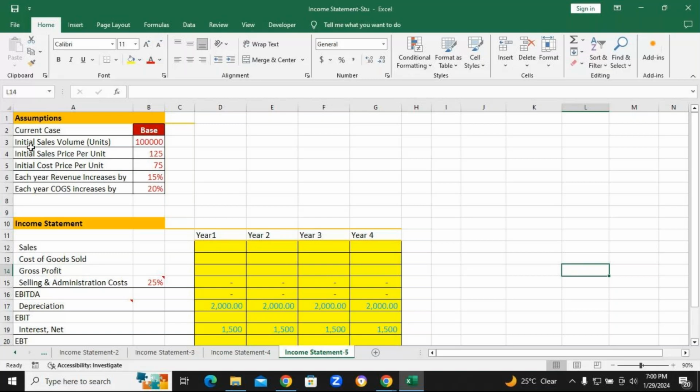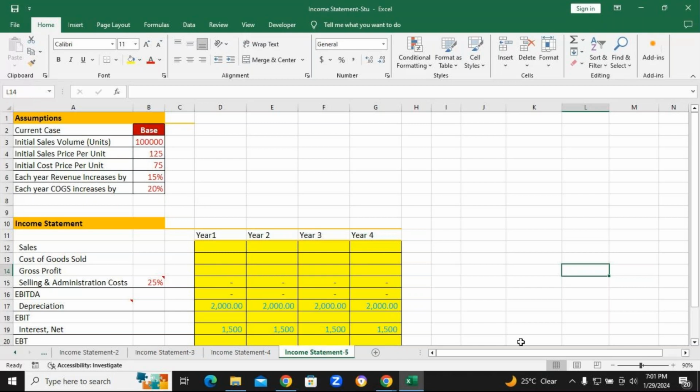Initial sales volume is 1 lakh units that has been sold, and initial sales price per unit is 125. The initial cost per unit is 75. Each year the revenue increases by 15%, and each year COGS increases by 20%. Based on these values, we have to create the income statement.